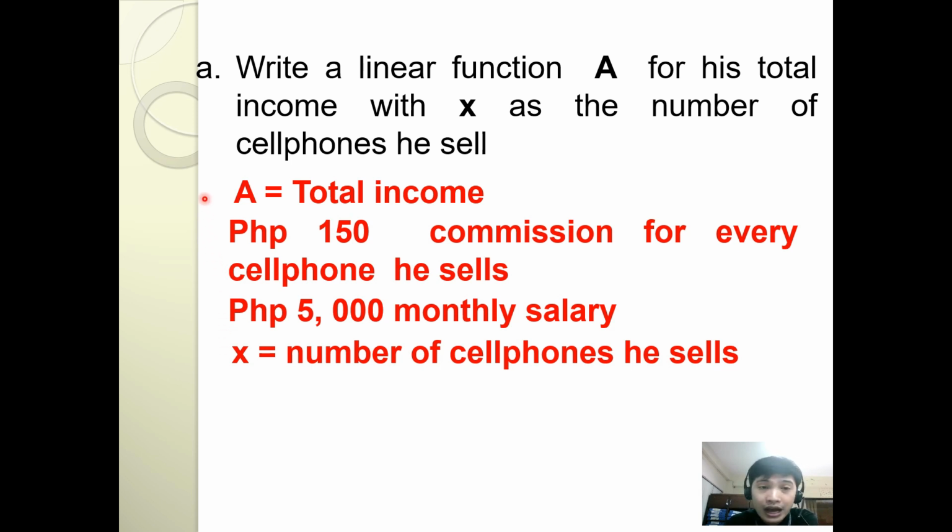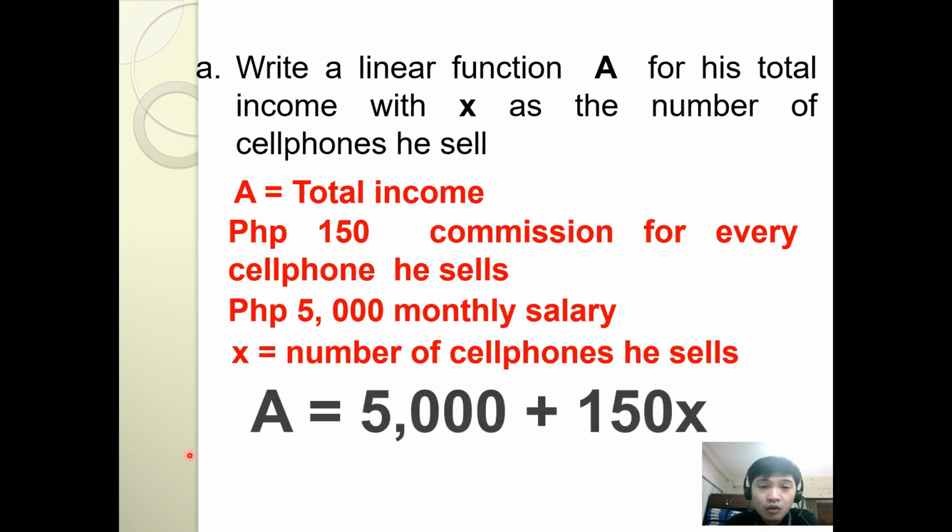Ngayon, kung ating i-relate itong apat na components na ito sa iisang function, pwede nating sabihin na A is equal to 5,000 plus 150x. I-explain natin. A ay tumutukoy sa kanyang total income, kabuuang kita. Is equal to 5,000, yan po yung kanyang monthly salary. Dahil total na pinag-uusapan natin, so plus.